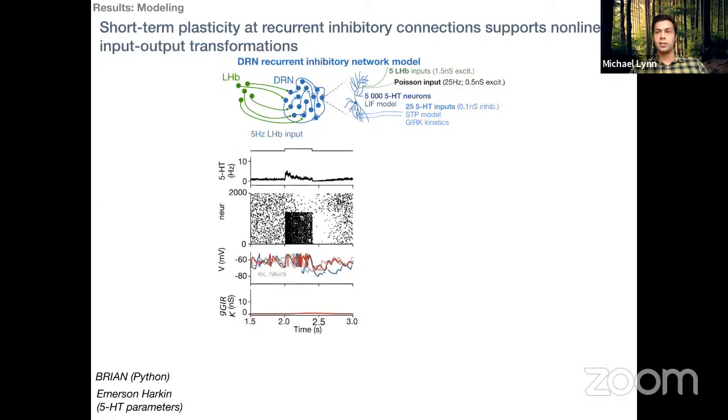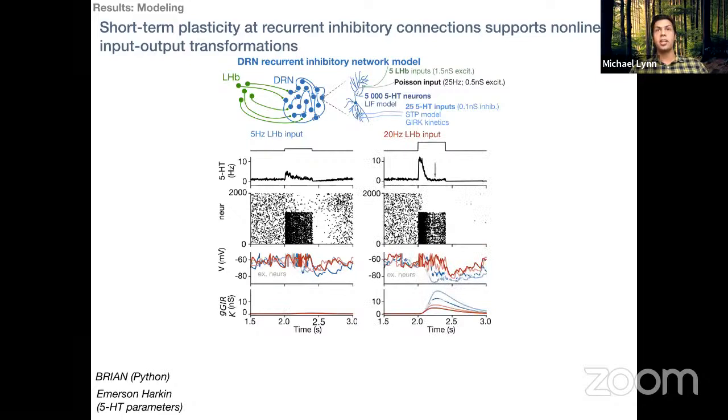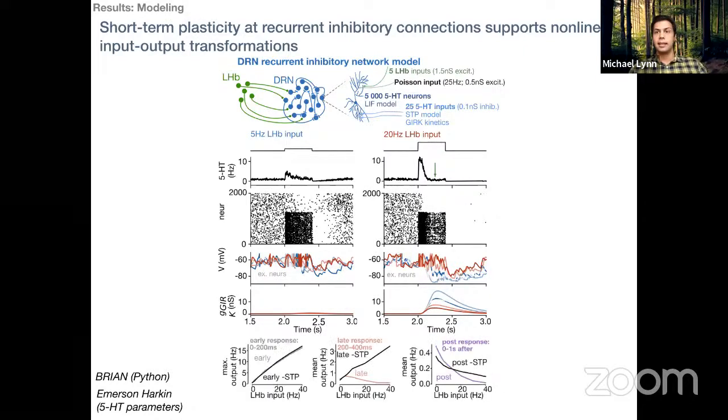Just to give you a taste of this, at 5 hertz habenula input, shown here, you really get a sustained serotonin neuron response and almost no GERK. Whereas at 20 hertz, you get an early peak followed by a really profound decrease in firing rate, which goes almost to baseline. This is because the STP dynamics start kicking in, and you get an absolutely massive inhibitory response. So this is characterized down here.